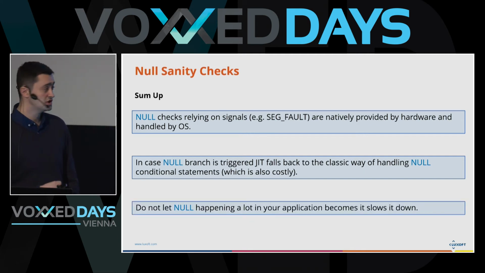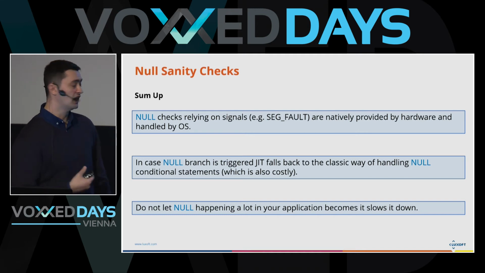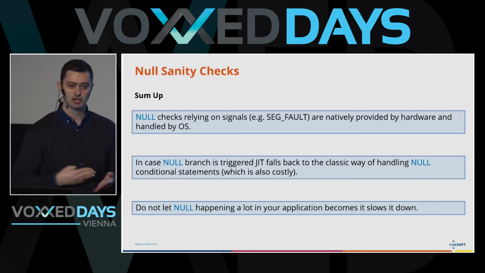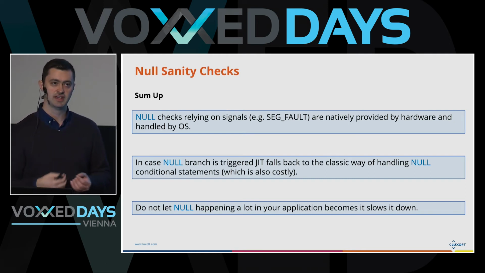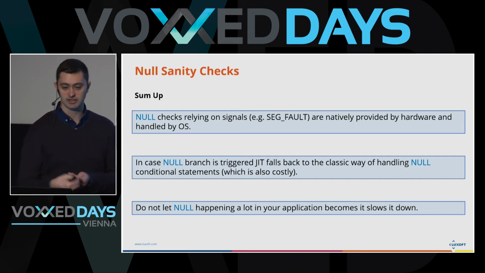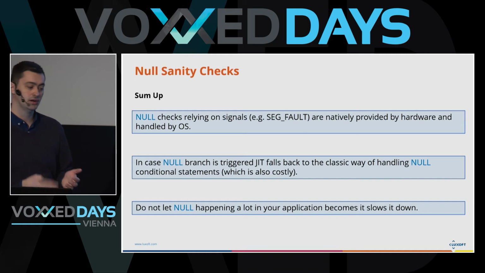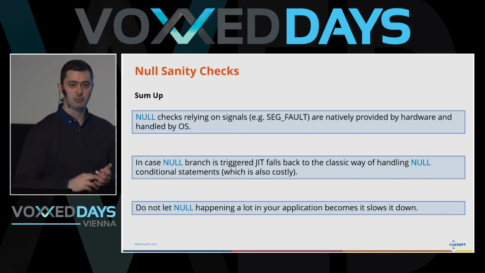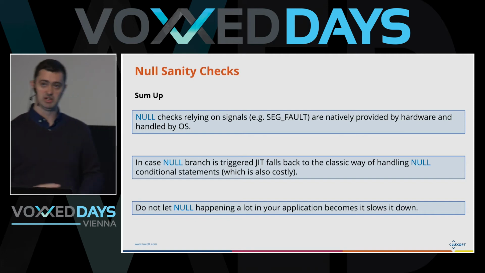And as a conclusion, don't let null happen a lot in your application, because especially the first time you will have a lot of segmentation fault signals triggering under the hood, and after these segmentation faults are triggered, the code is recompiled this time with jump instructions. So inside the code there are those test conditions, which might be costly as well.